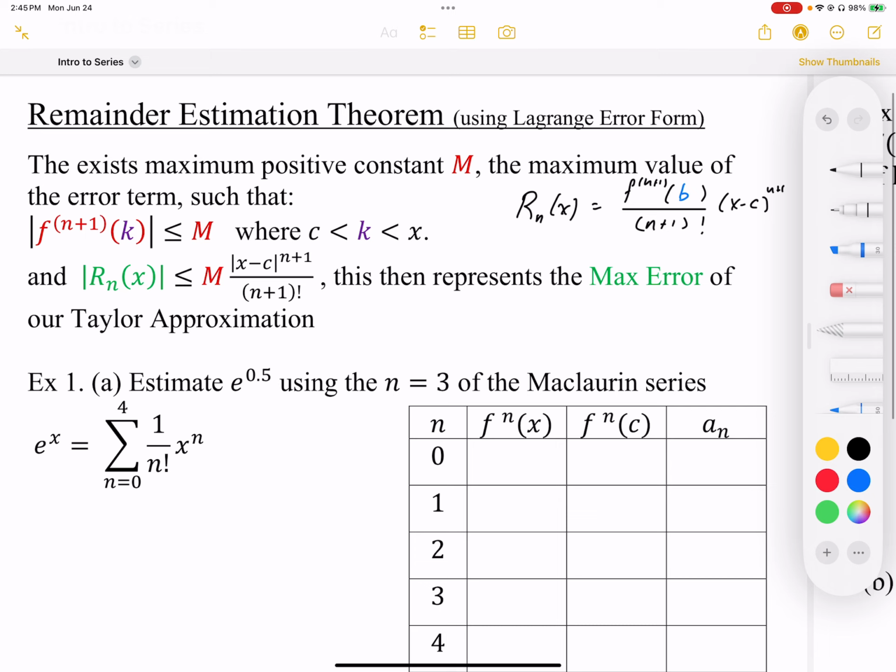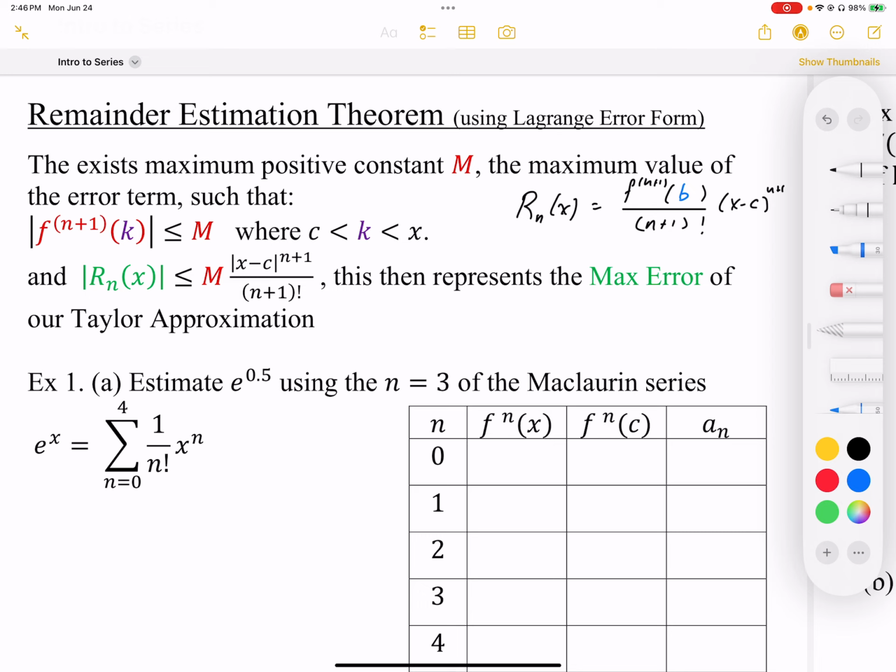So we want to maximize the error. We want to know what's the worst case scenario here. We can maximize the error by finding some constant m, where m is the maximum value of the n plus 1 derivative. We're going to call that point k, and that point k is going to give us the worst case scenario for that error. So b is going to give us the exact remainder, but k is going to maximize our error, and that is going to give us our error term.